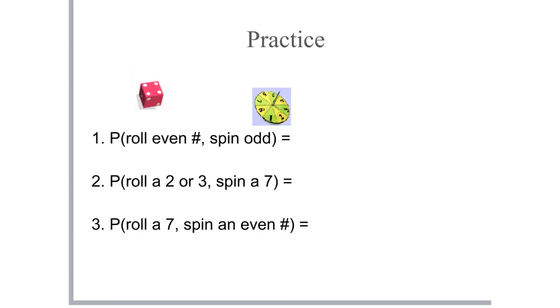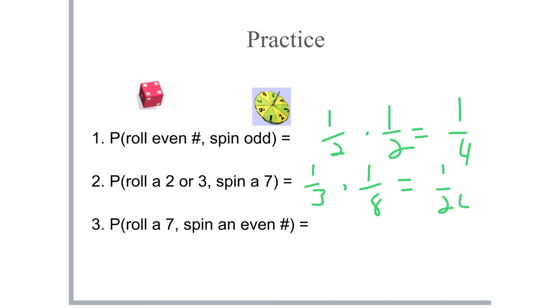Okay, a couple more. We're going to roll an even number and spin an odd. Well, the probability of rolling an even is 1/2, times the probability of spinning an odd, which is also 1/2. So the probability of that happening is 1/4. Probability of rolling a 2 or a 3 and then spinning a 7. Well, we have to add the probability of a 2 and a 3 first. So the probability of rolling a 2 is 1/6. Probability of rolling a 3 is 1/6. So that's 1/3 together, times the probability of spinning a 7, which is 1 out of 8. And that would give us 1/24.